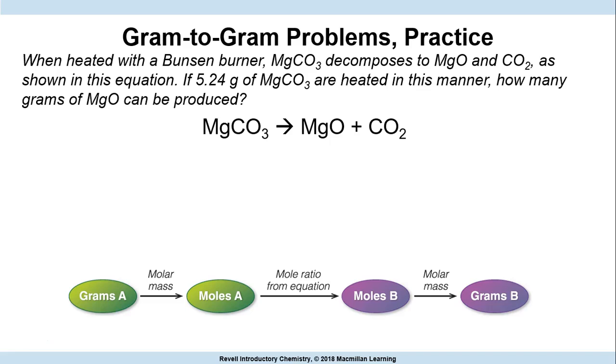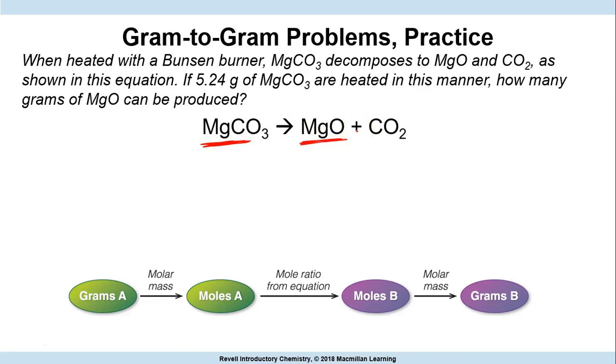Now let's look at an example here, how we can move from grams of one reactant to the grams of the other. When heated with a Bunsen burner, magnesium carbonate decomposes to magnesium oxide and carbon dioxide, as shown in this equation. If 5.24 grams of magnesium carbonate are heated in this manner, how many grams of magnesium oxide can be produced? So we have grams of magnesium carbonate, and we are now asked to calculate the grams of magnesium oxide.